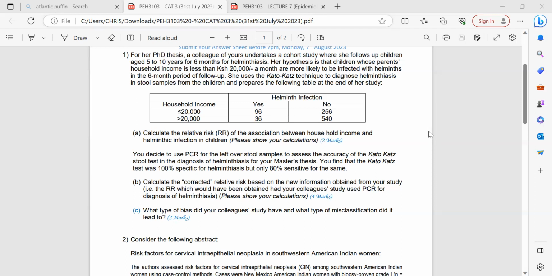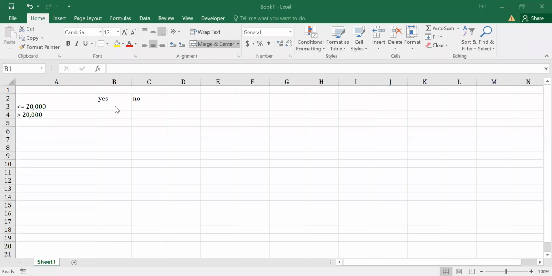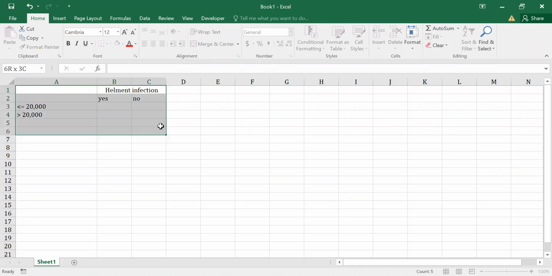So okay, what I'm thinking is we come up with another 2x2 table with the adjusted figures. So hapo kwa 96 umesema itakuwa 77. Yes. And hapo kwa 36 itakuwa ngapi? Itakuwa 29, alafu ingine ibaki to 56. Hii ingine ilikuwa 540. Yeah, ilikuwa 540. Alafu to calculate the new RR.